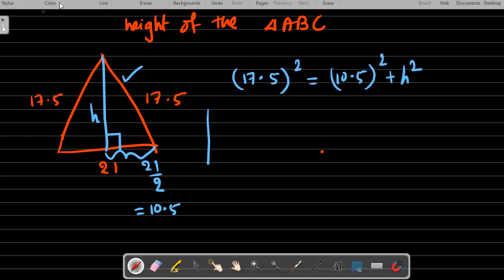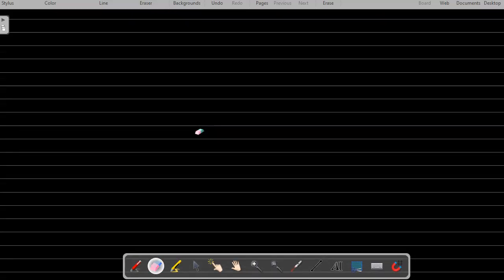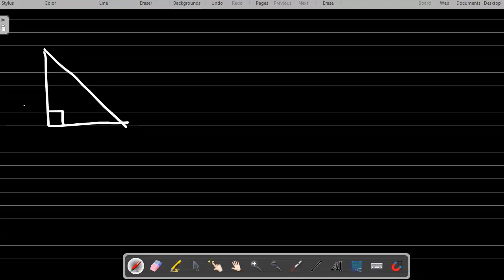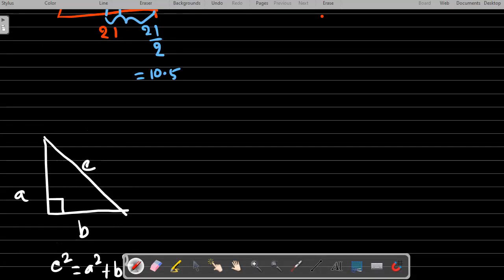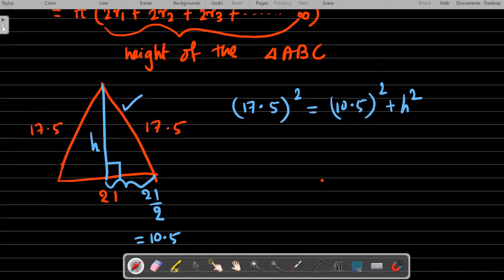What is the Pythagoras theorem? By Pythagoras theorem, I do it here. In a right angle triangle, this is our right angle A, B, C. Then C square is equal to A square plus B square. This is our Pythagoras theorem. So here by Pythagoras theorem we get this.